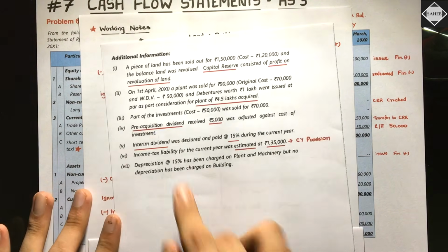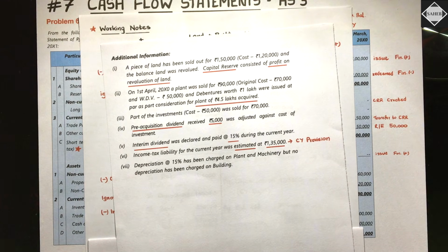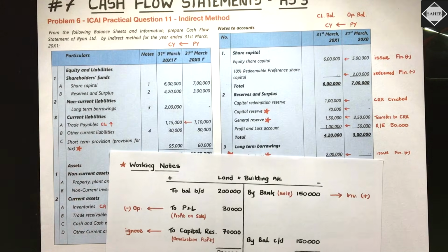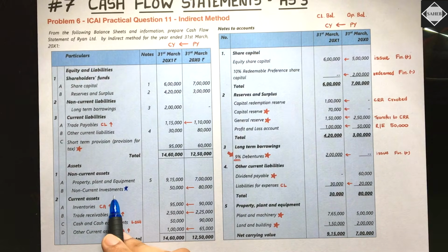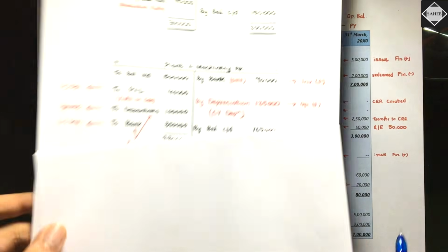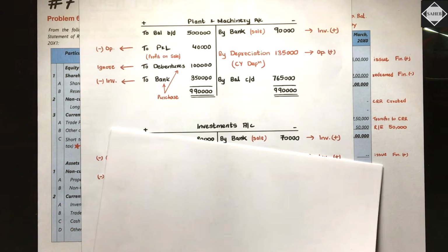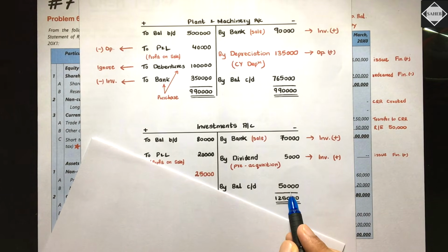Next we have investment, the third adjustment. Part of the investment, cost 50,000, was sold for 70,000. Simple adjustment, right? Let's prepare the investment account. In the investment account, we find out the opening balance. Check where is the investment account. Yeah, non-current investment. Here is the balance. From 80,000, it has become 50,000. So simply we can take it over here, investment account, debit balance. Opening balance on the debit side 80,000, closing balance on the credit side, by balance 50,000.